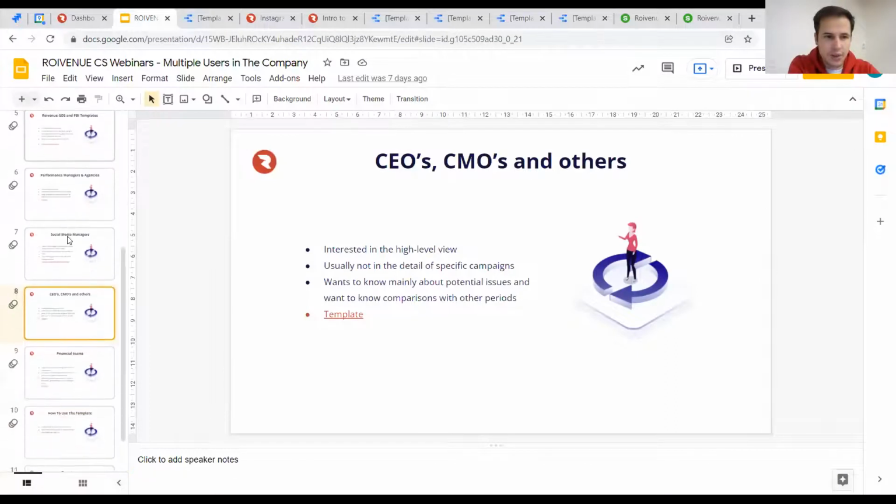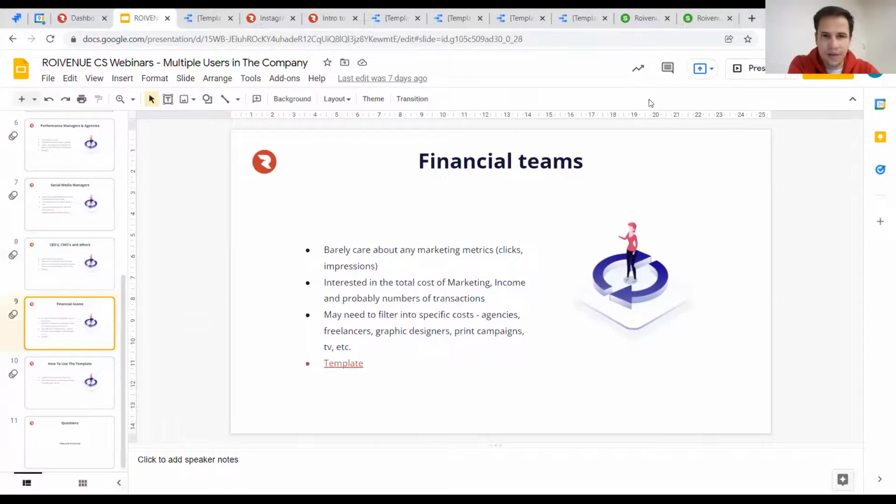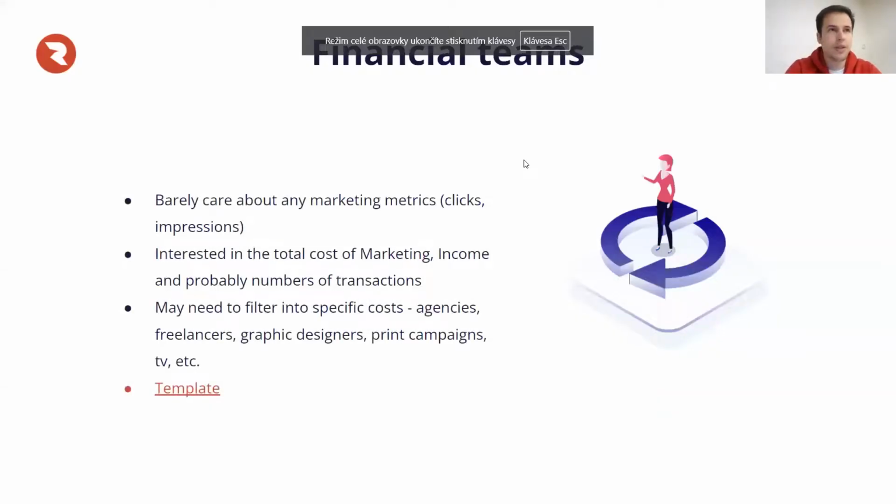And let's get to the last one. And there's the financial teams. This might be something you wouldn't think of. They are probably not interested in marketing, definitely not interested in marketing metrics. They don't care about clicks, impressions. That's not important to them. They need to know how much it costs, probably how much it generated, and maybe number of transactions to know what was the average order value.